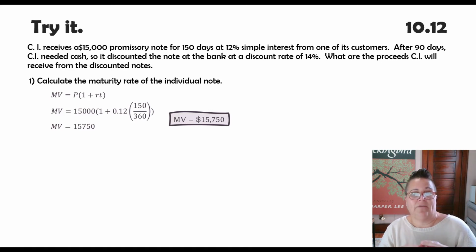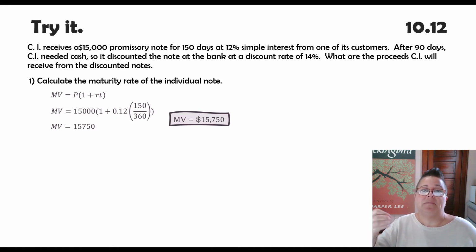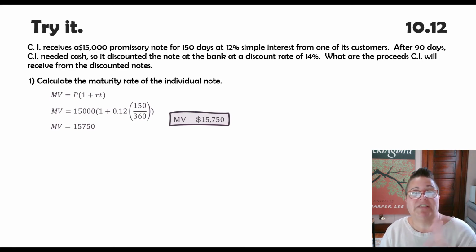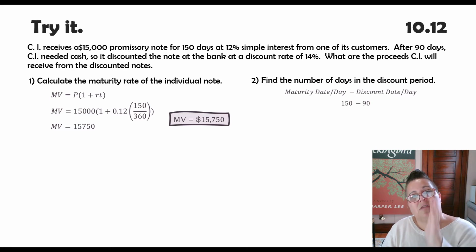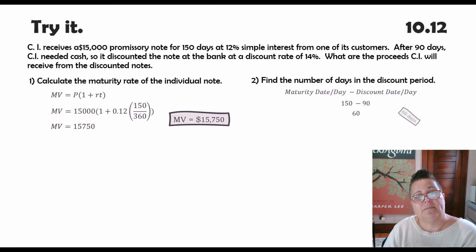At 90 days, however, they need cash. So they're going to take this $15,750 to a bank. Doesn't say what bank, it just says to the bank. And the bank is going to buy them out at 14%, all right? So we need to figure out the number of days left in the discount. If it occurs at 90 days, we need to take the number of days in the maturity, which is 150, and subtract the day at which we had a discount. So we had a discount at 90 days. This leaves us with 60 days left in the discounted period.